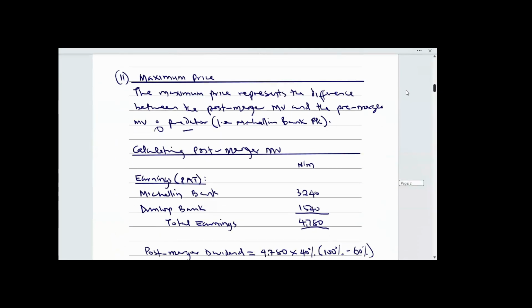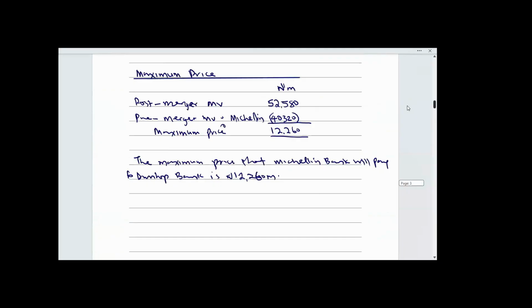Okay, this is it. So the examiner is asking you to determine the maximum price that Michelin Bank PLC will pay Dunlop Bank PLC. And we said that the maximum price that the acquiring company or the predator will pay to the target company will represent the difference between the post-merger value, when you combine the two companies, the value of the combined companies, minus the value of the company that made the initiative. That is the maximum price that Michelin Bank will pay, because according to the question, the examiner told you that Michelin has made an offer.